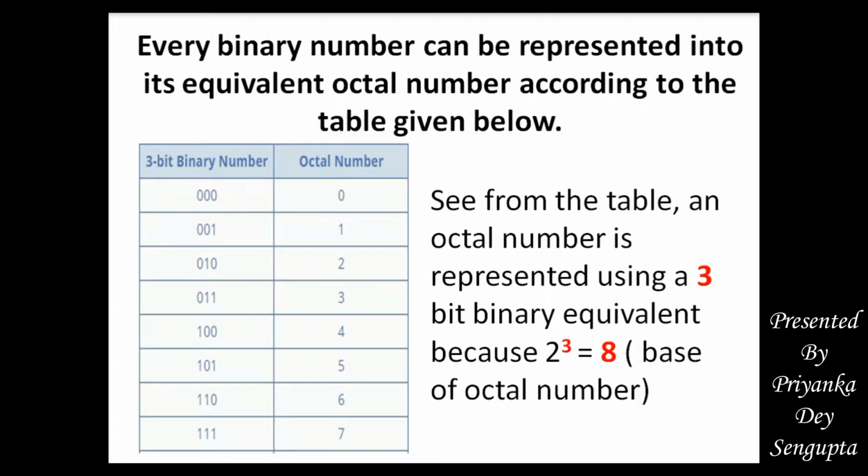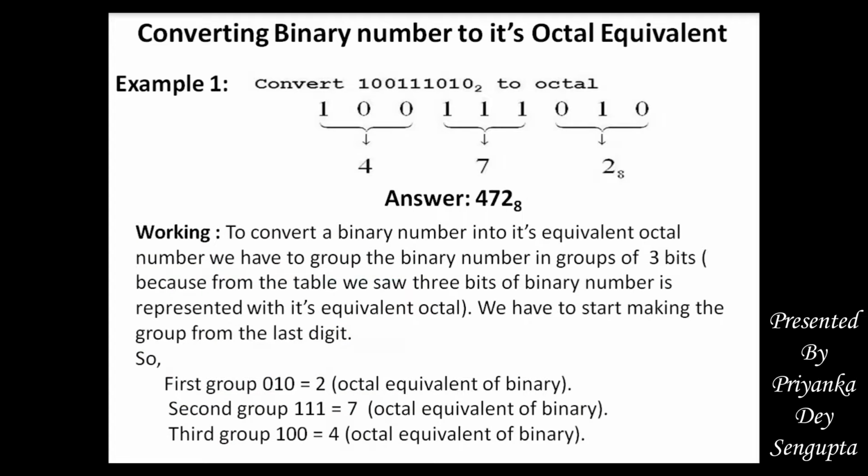It is a 3-bit binary equivalent because we know that 2 to the power 3 is equal to 8, where 8 is the base of the octal number. That's why we have to use 3 bits for the binary number. Let us see how to convert a binary number to its equivalent octal.